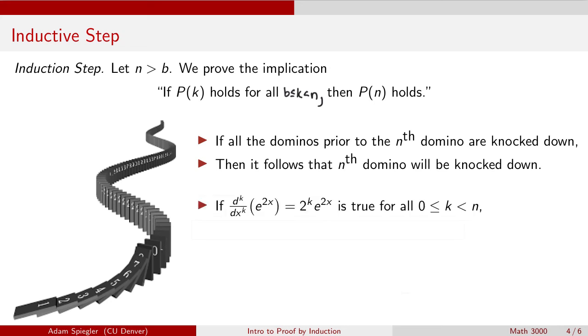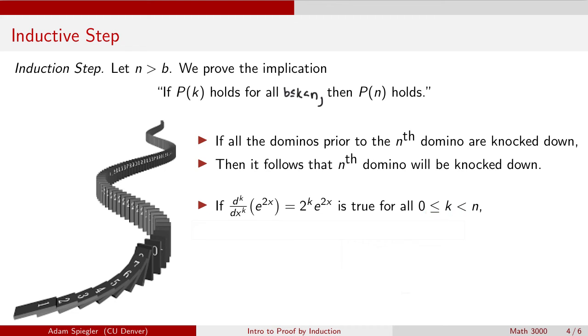So in this example, where we're thinking about the derivatives of e to the 2x, our inductive hypothesis, what we are going to assume is that the statement P is true for a bunch of values. So in this case, we're going to assume that when I take the kth derivative of e to the 2x, I get 2 to the k times e to the 2x, and I know this is true for 0. We already checked that, and we're going to assume it holds for all values of k bigger than or equal to the minimum value up to not including n.